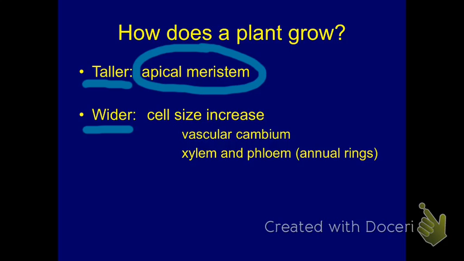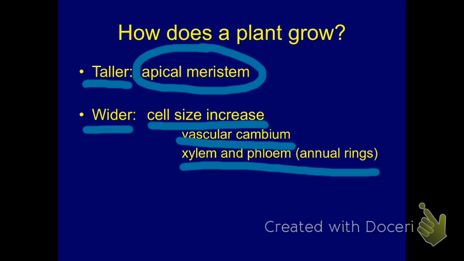The width of a plant is due to cell size increase, and there are two different areas where this happens: the vascular cambium, and the xylem and phloem in plants with wood and bark. These are the annual rings. If you've ever seen a tree stump and asked how old this tree was when it was cut down, you count those annual rings, and the xylem and phloem, that vascular tissue that gets tacked on every year.